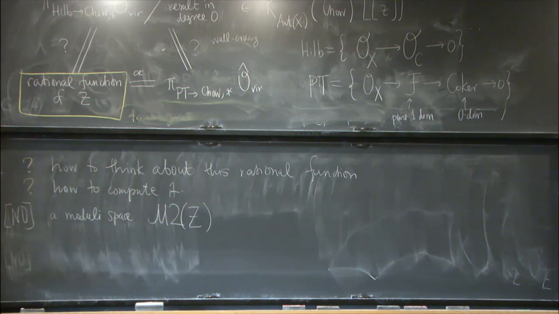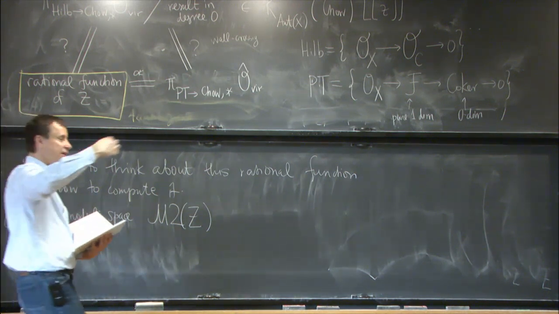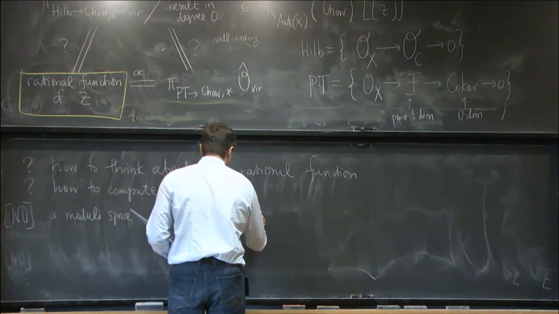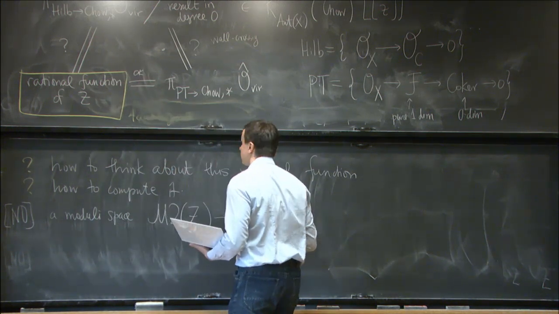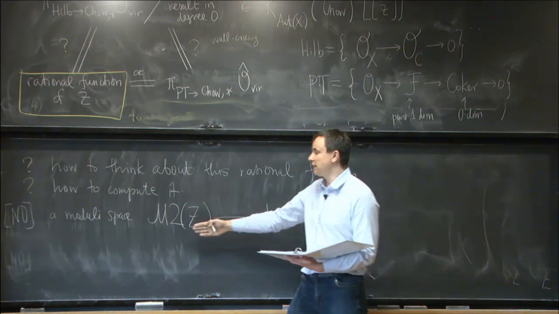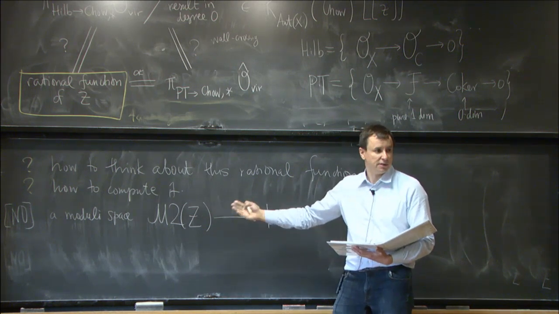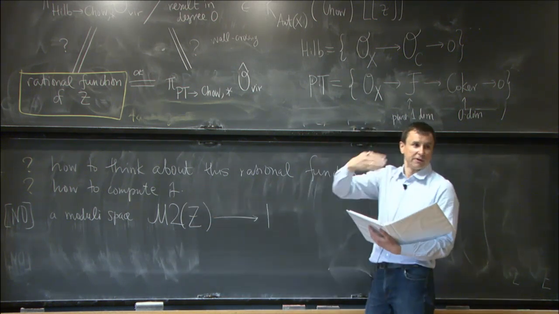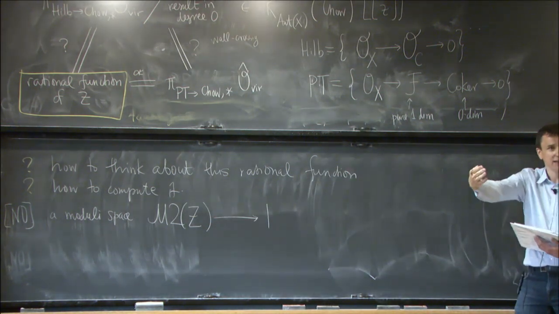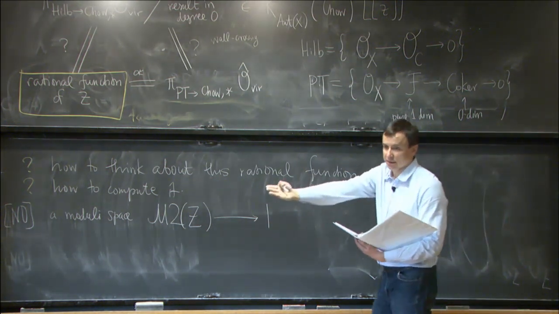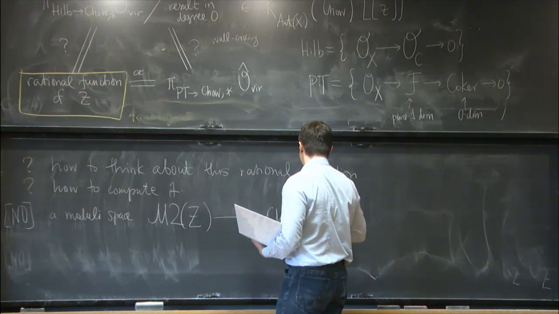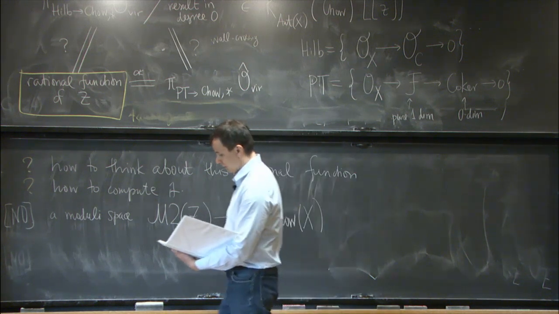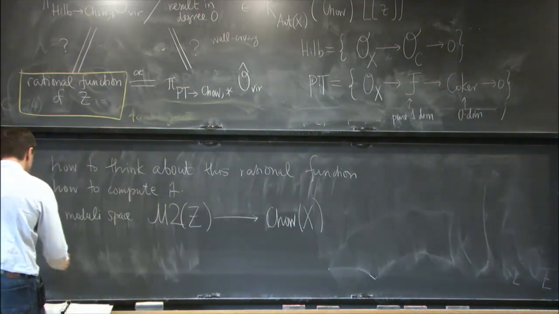Remember, Z was this total space, a fivefold total space of two line bundles over my threefold. So this will have a map similar to the Hilbert to Chow map. This parameterizes curves in that fivefold. If we have a curve in the fivefold, I can push it forward to X. So this will have a map to the Chow of X. And so then the conjecture would be. So this is a conjecture.